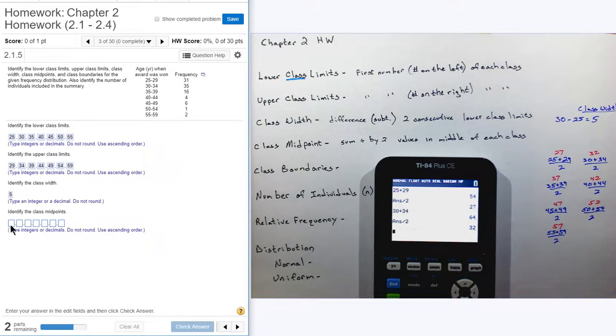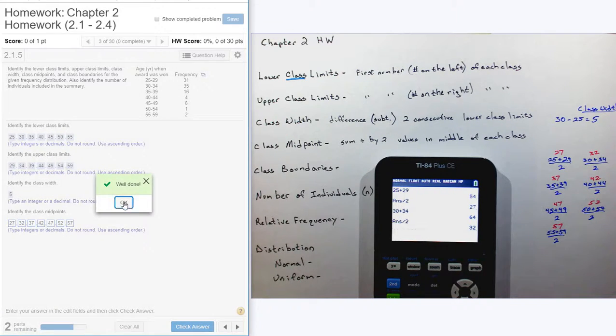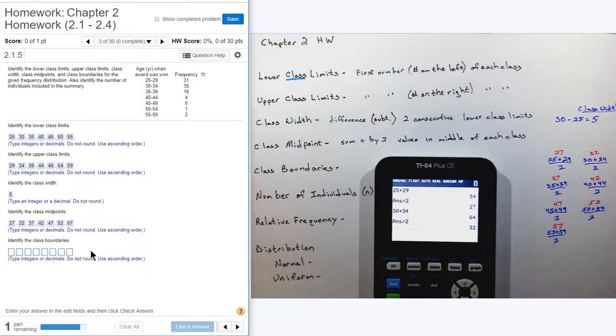So, for the sake of time, let's go ahead and just enter in some values here. So we'll say 27 and 32, 37, 42, 47, and 52, and 57. And let's check. Yay.